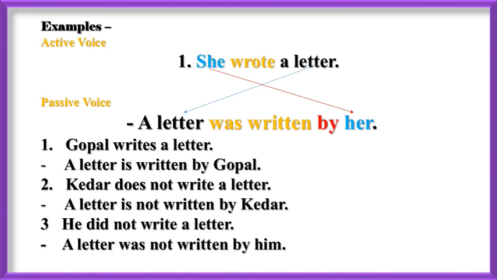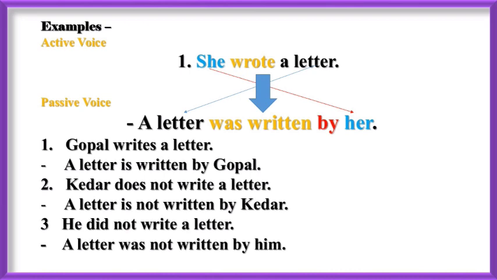See the sentence on the screen. She wrote a letter. If we want to change it into passive voice, at that time we have to find out the object of the sentence. If you want to find out the object of the sentence, ask a question to the subject and verb. What did she write? Then you will get the object of the sentence. She wrote a letter. So a letter is the object of the sentence.